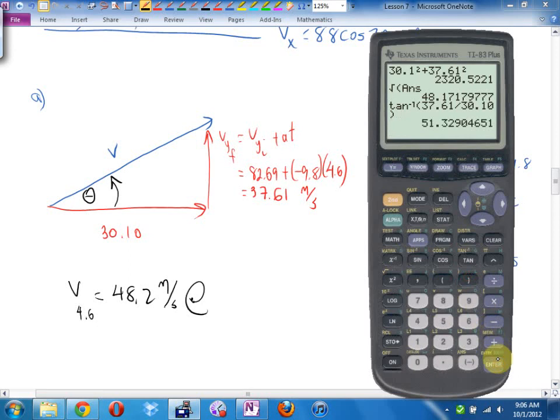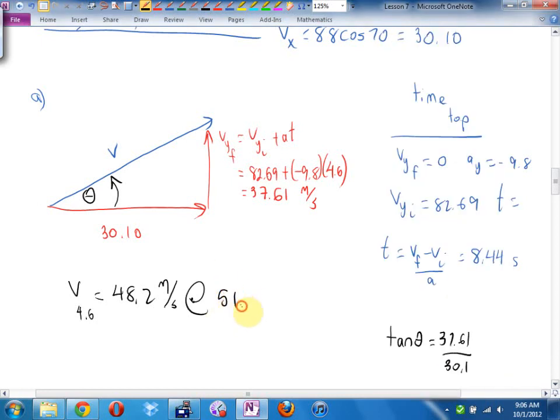I said it was going to be close to 45 degrees. Is that close to 45 degrees? Yeah. So I'm pretty sure I'm right. 51.3 degrees. Don't you dare say north of east. What are we going to call that now? Above the horizontal.